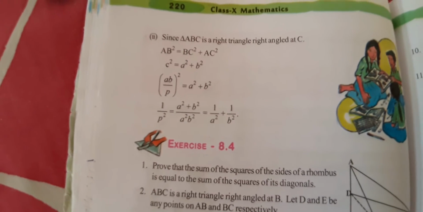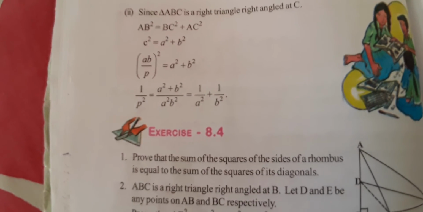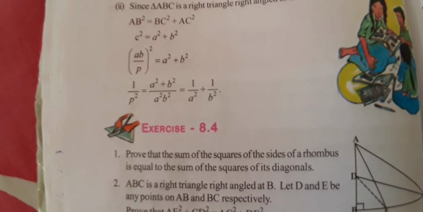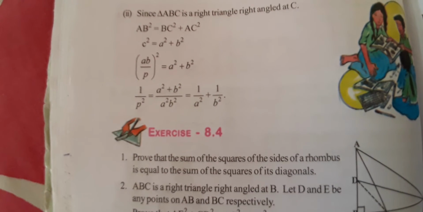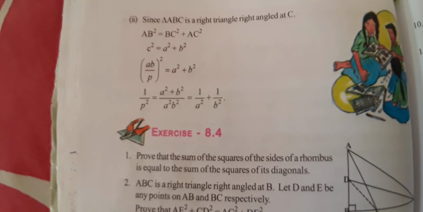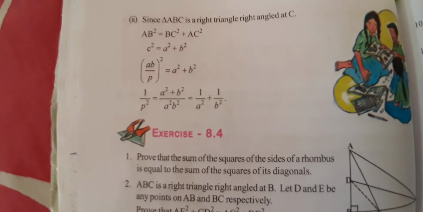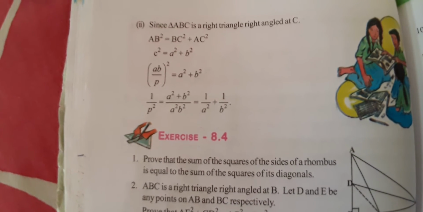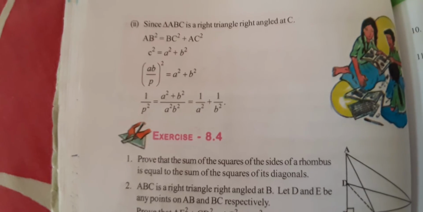So first problem of the exercise: prove that the sum of the squares of the sides of a rhombus is equal to the sum of the squares of its diagonals. So what's a rhombus? Yeah, a rhombus is where 4 sides are equal, opposite angles are equal, and their diagonals bisect each other making 90 degrees. So following this, let us see how to draw the diagram.